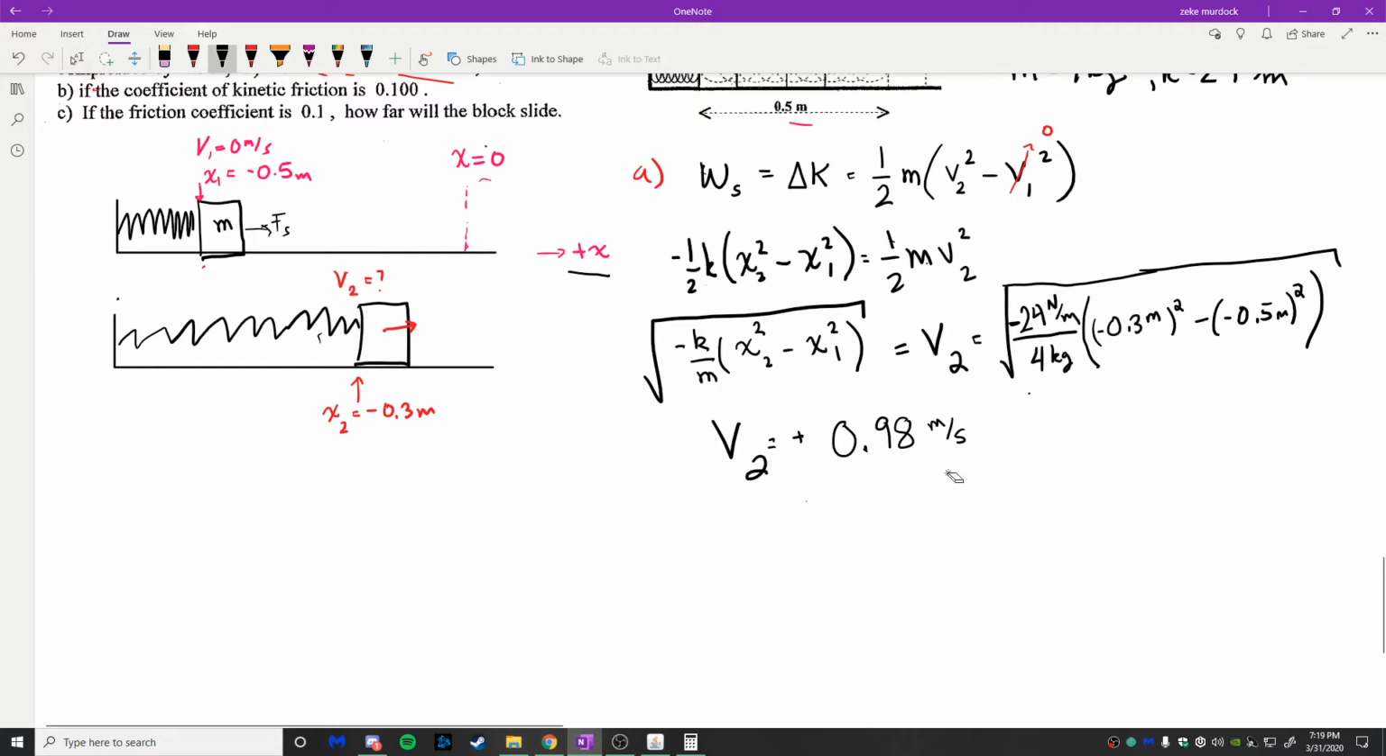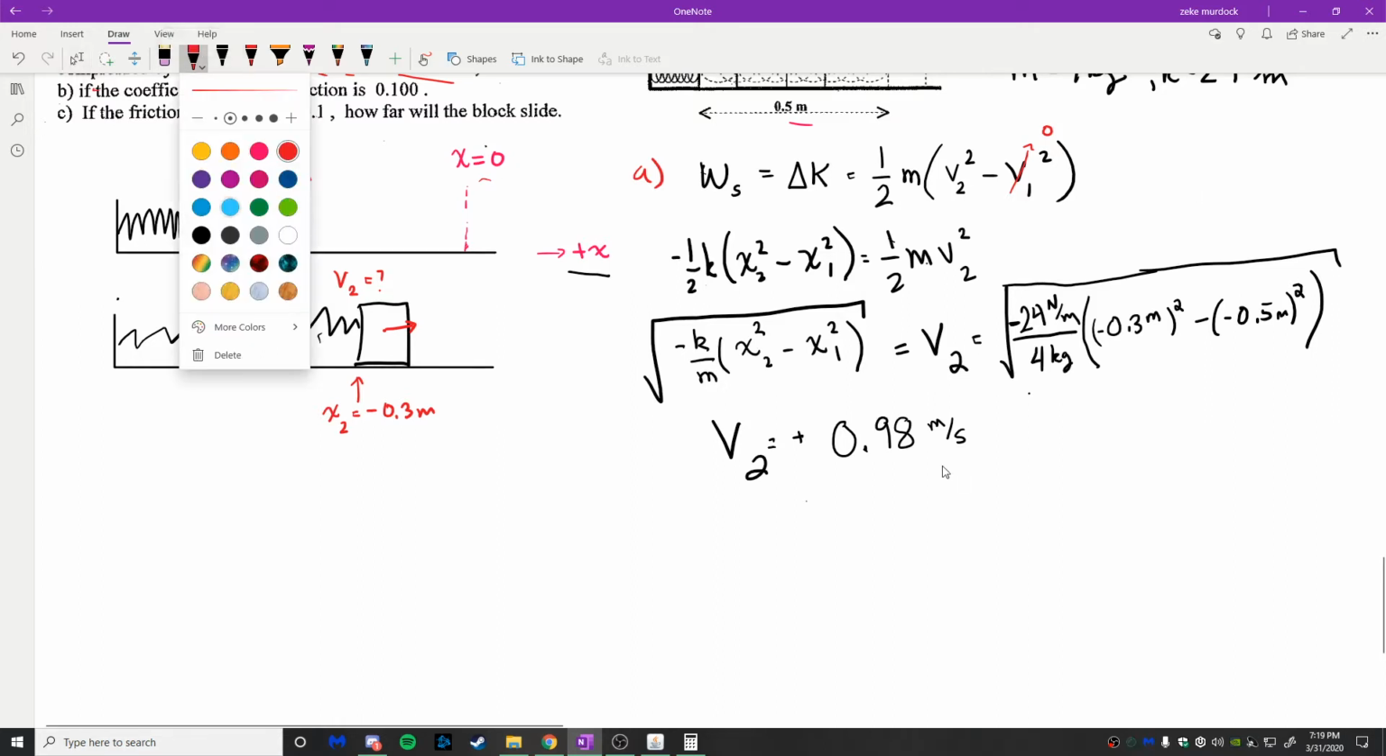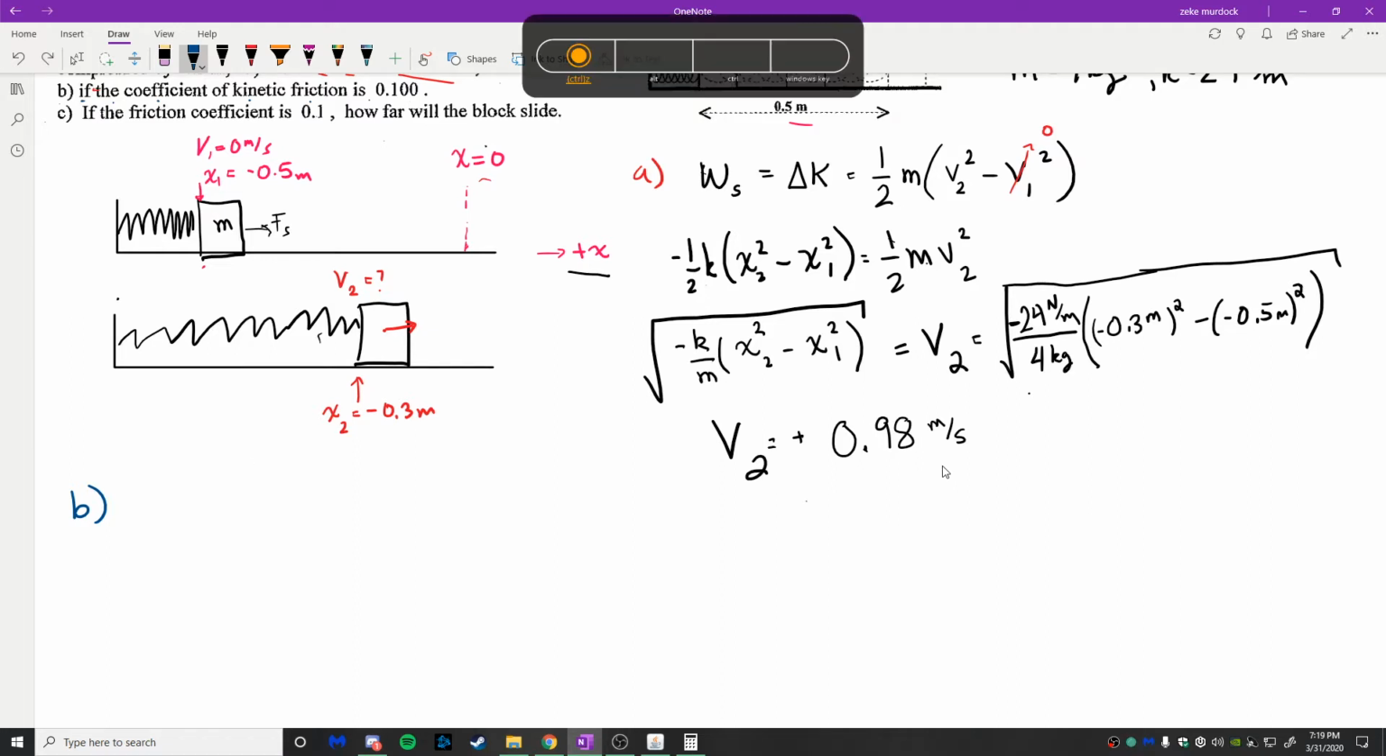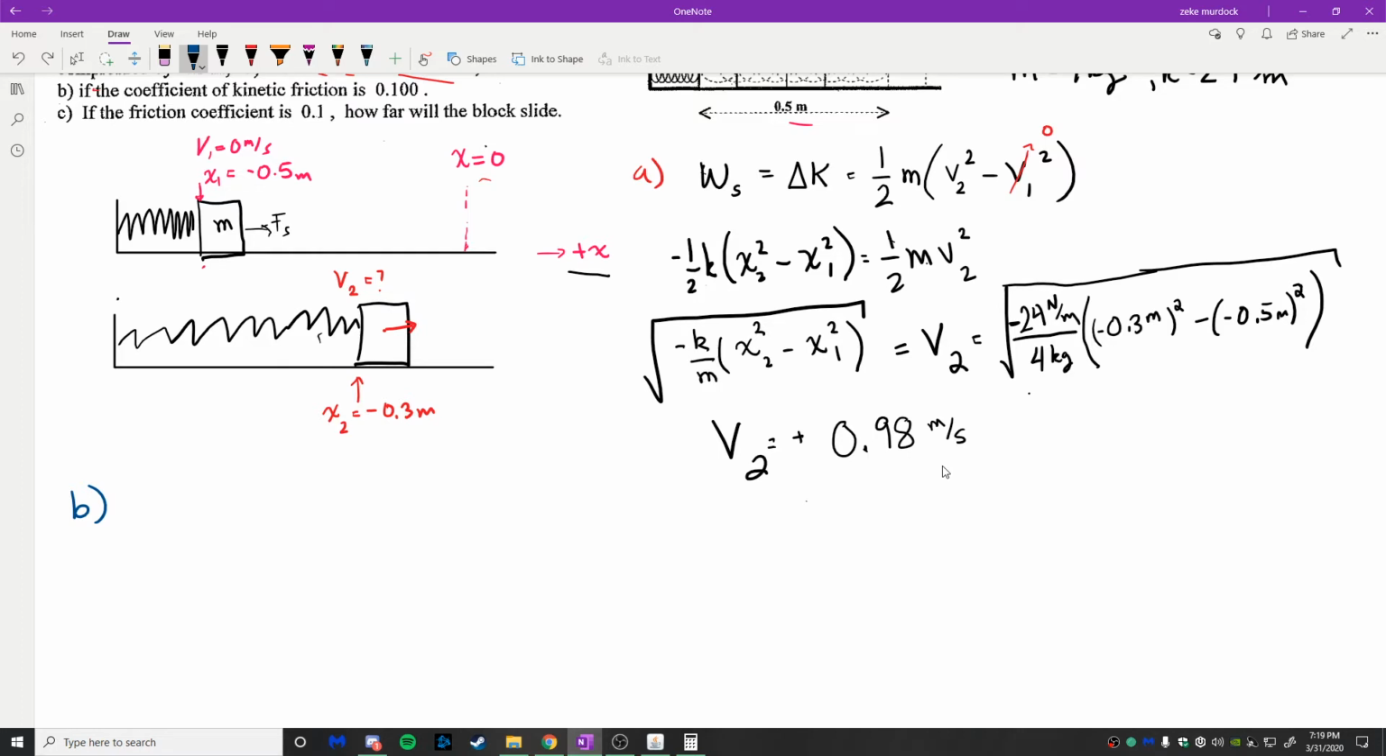All right, the next thing we want to do, let me get a different color pen here, is part B. The only difference now is if the coefficient of kinetic friction is 0.1. So in that case, what's going to be different now? If I need to add in friction somehow, how is that going to alter the original equation we started with? How is that going to change?